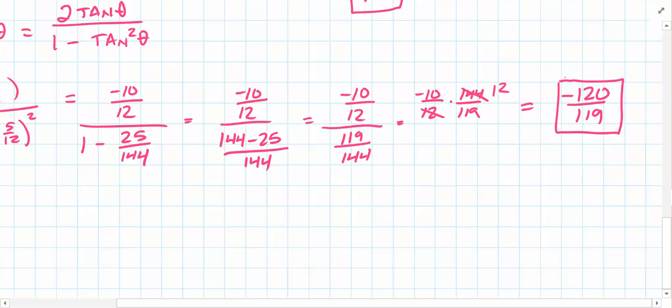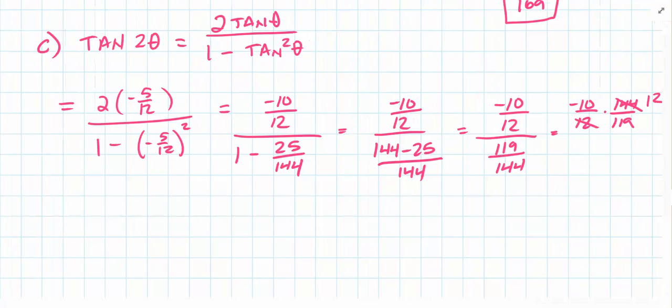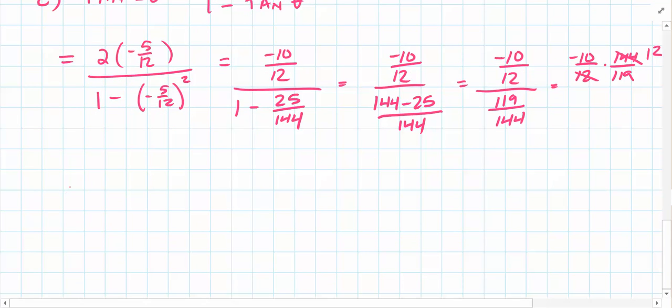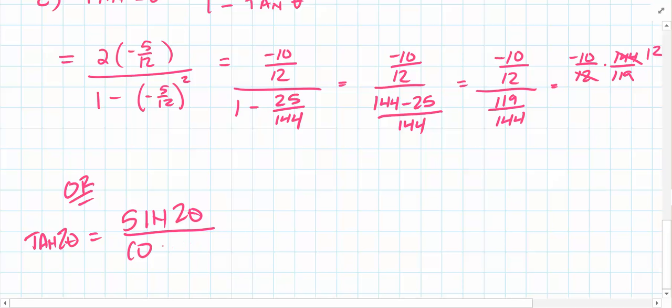Okay? All right, now I told you there was a trick for part C. Maybe you're already seeing it. Or, I'll put an or over here. We know that the tangent of 2 theta is the same thing as the sine of 2 theta divided by the cosine of 2 theta.